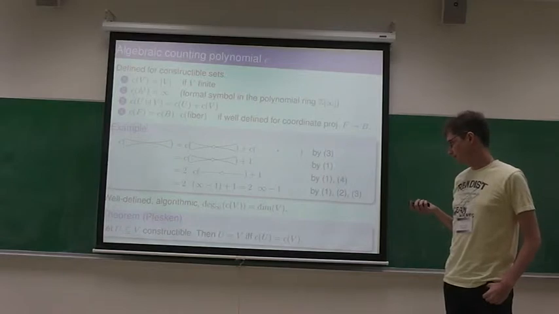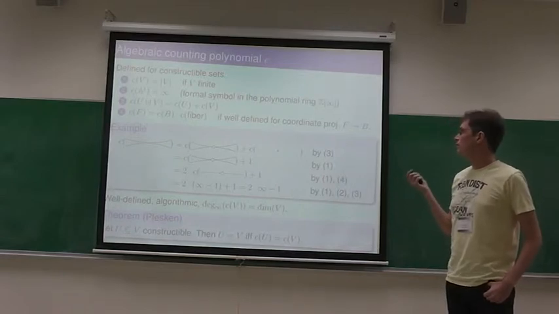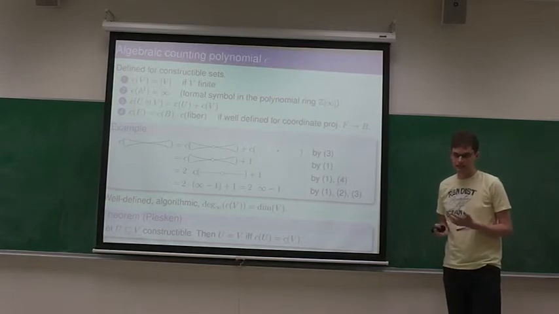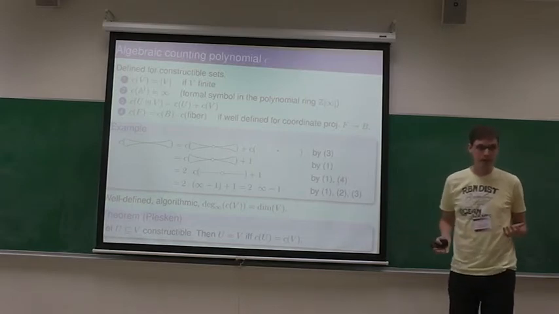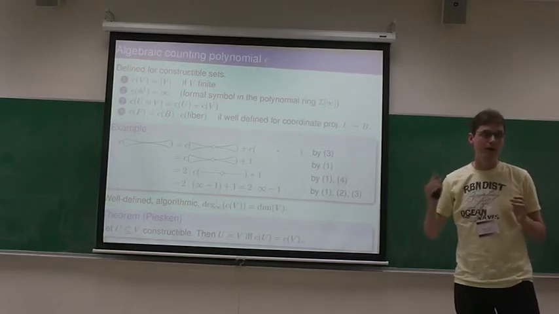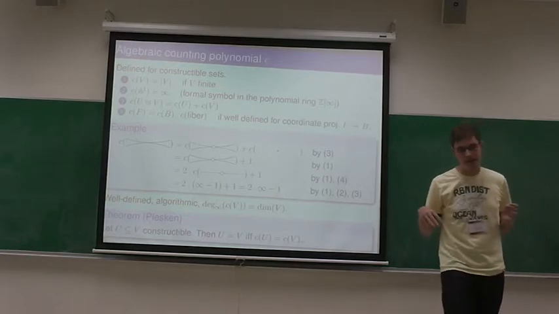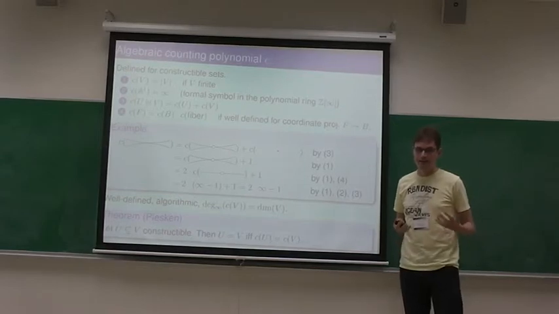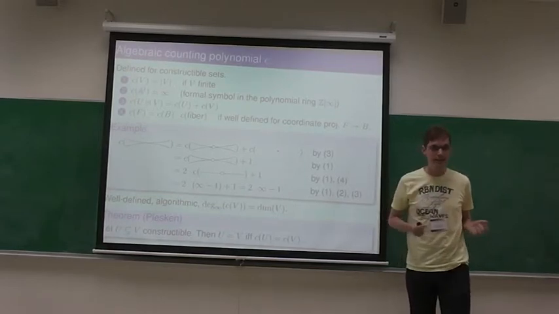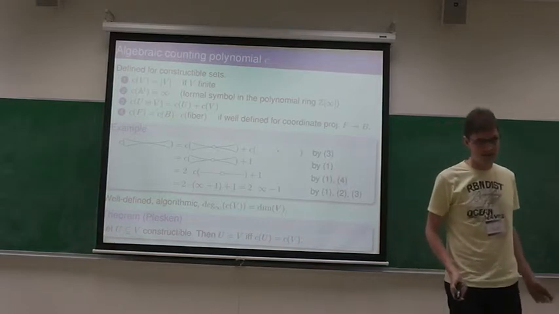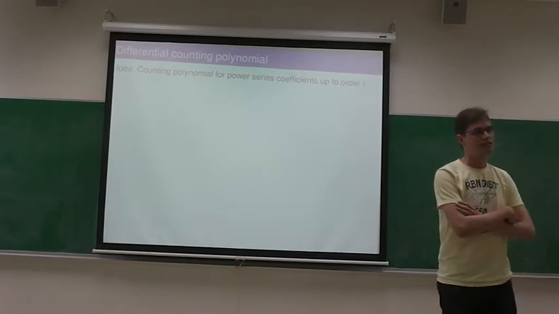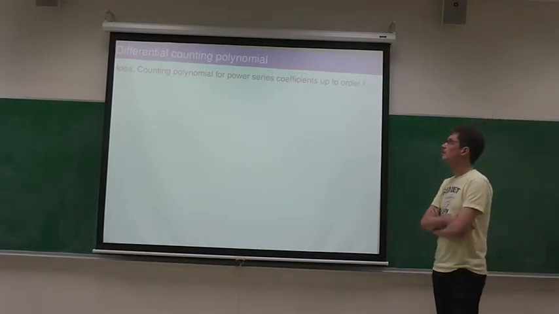Okay. How do you introduce this counting polynomial for differential equations? Just look at the ideas from the dimension polynomial. There, you just looked order by order and took the dimension up to this order. And now the idea is the same. I will go on order by order and take the counting polynomial for each order, or the counting polynomial for the power series coefficients, to be precise.